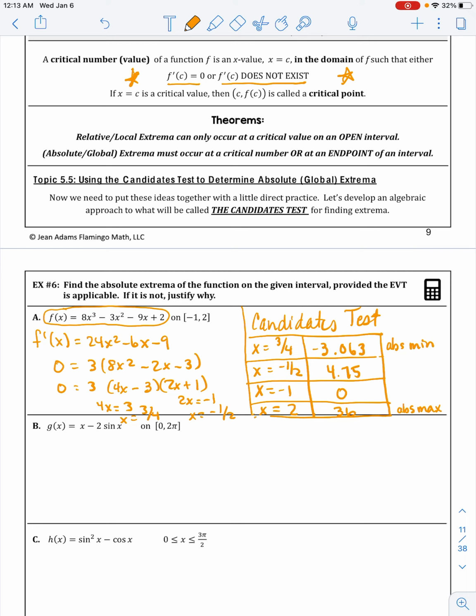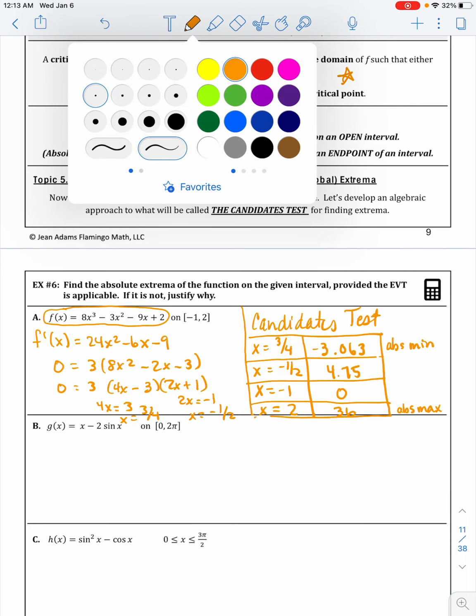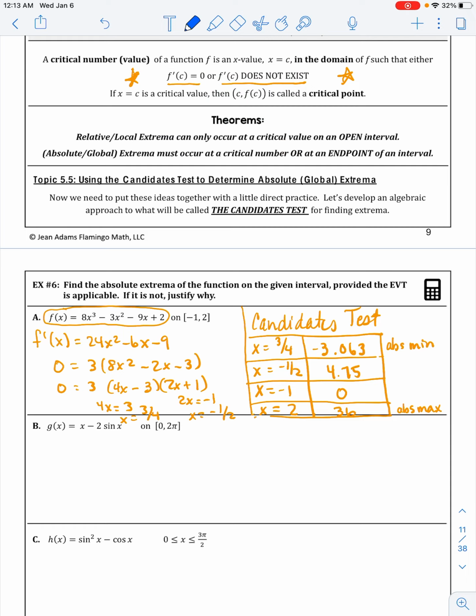So I would say for this problem, and I'm going to go ahead and change colors because I ran out of space, we have an absolute min value of negative 3.063 at x equals 3/4. We have an absolute maximum value of 36 at x equals 2.